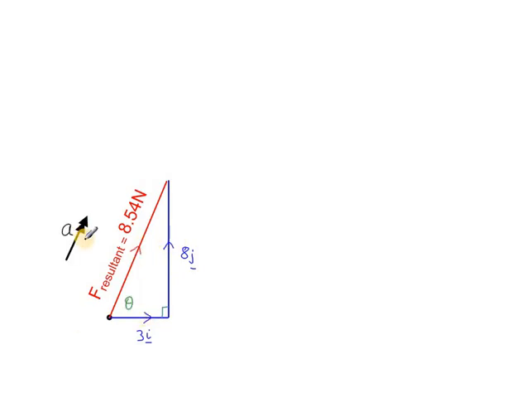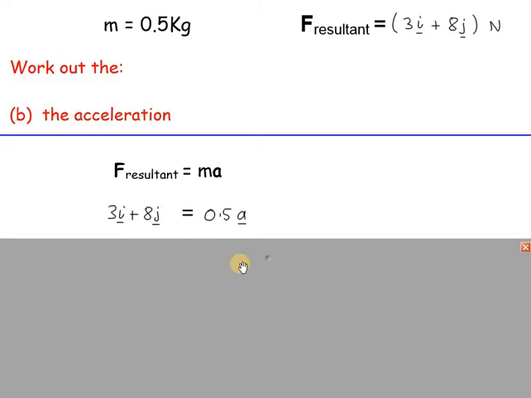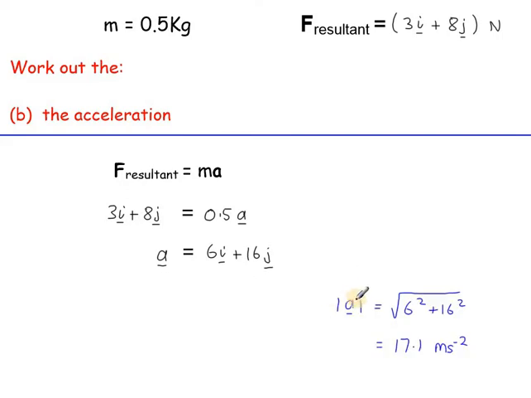The acceleration will be in the same direction as the resultant force. So to calculate acceleration, and acceleration will be a vector, we're dealing with vectors, so F equals ma, resultant force equals our mass times the acceleration. So underline your vectors and then solve, and then if we want the magnitude of the acceleration using Pythagoras' theorem, 17.1 meters per second squared.